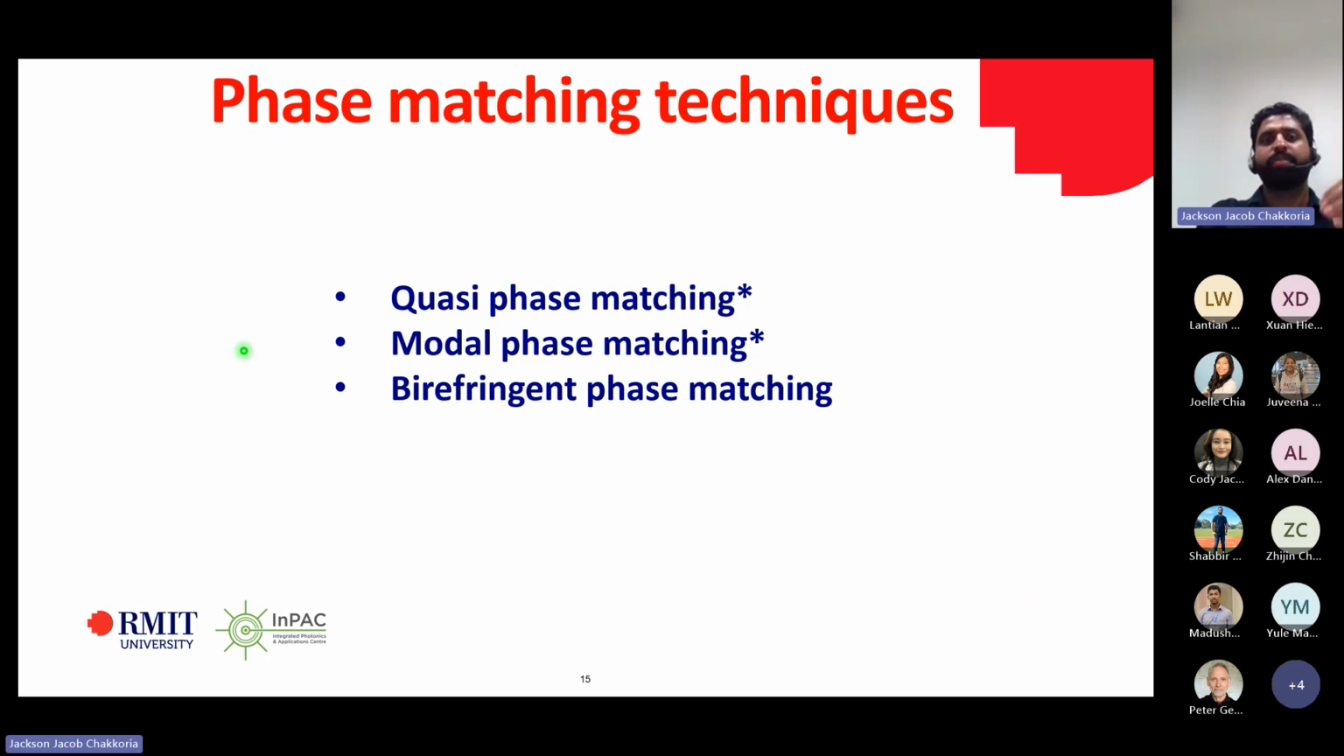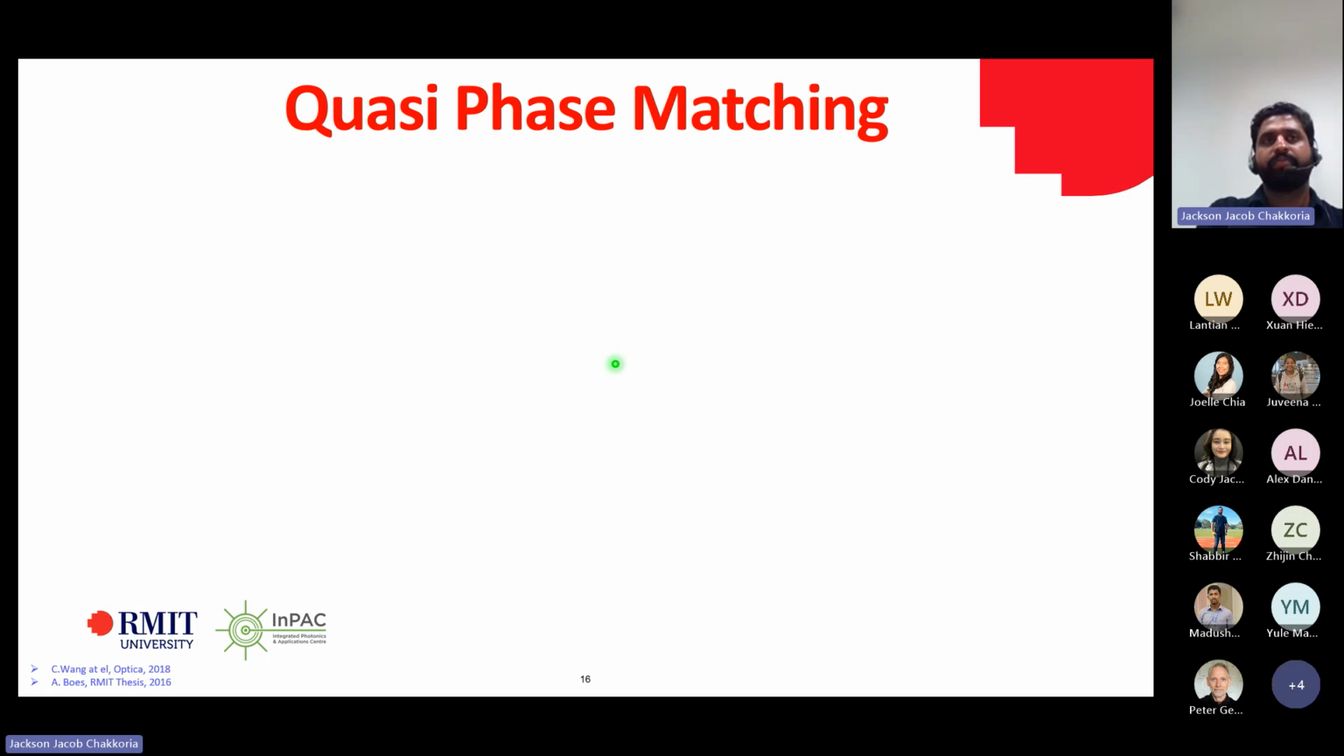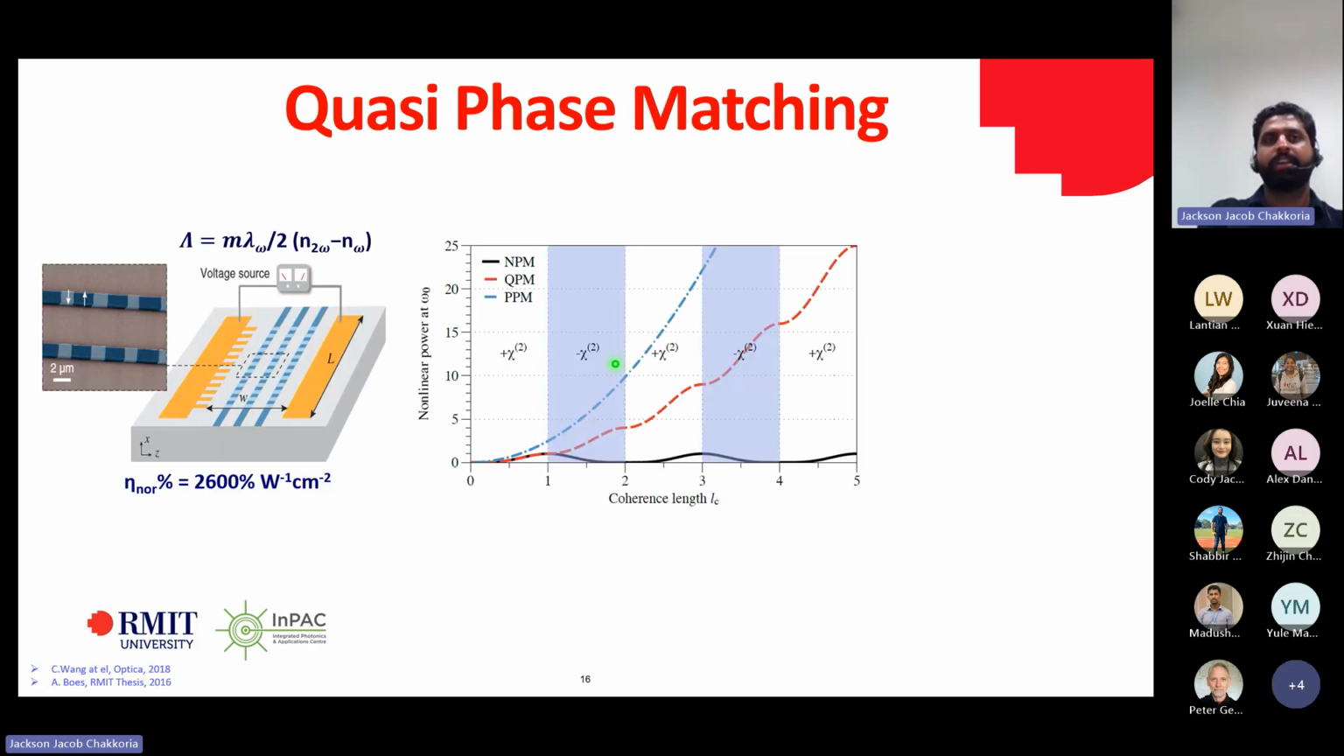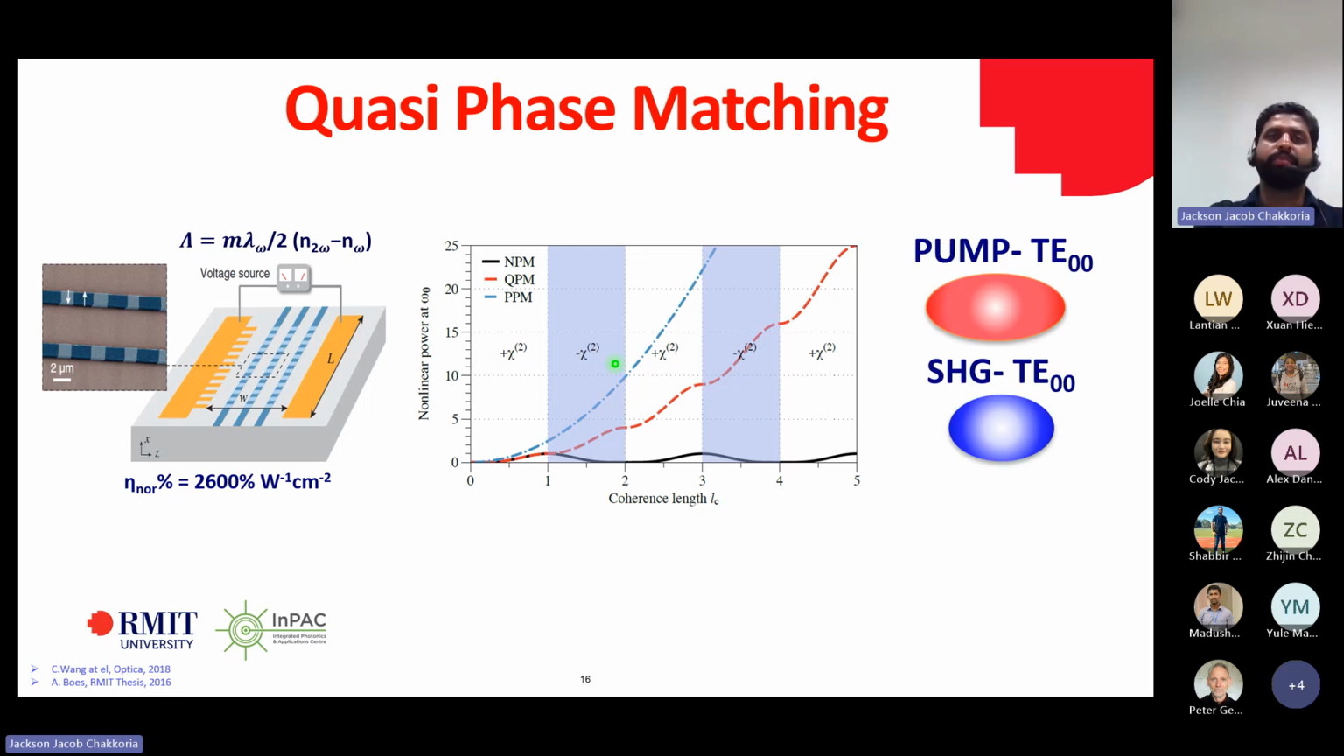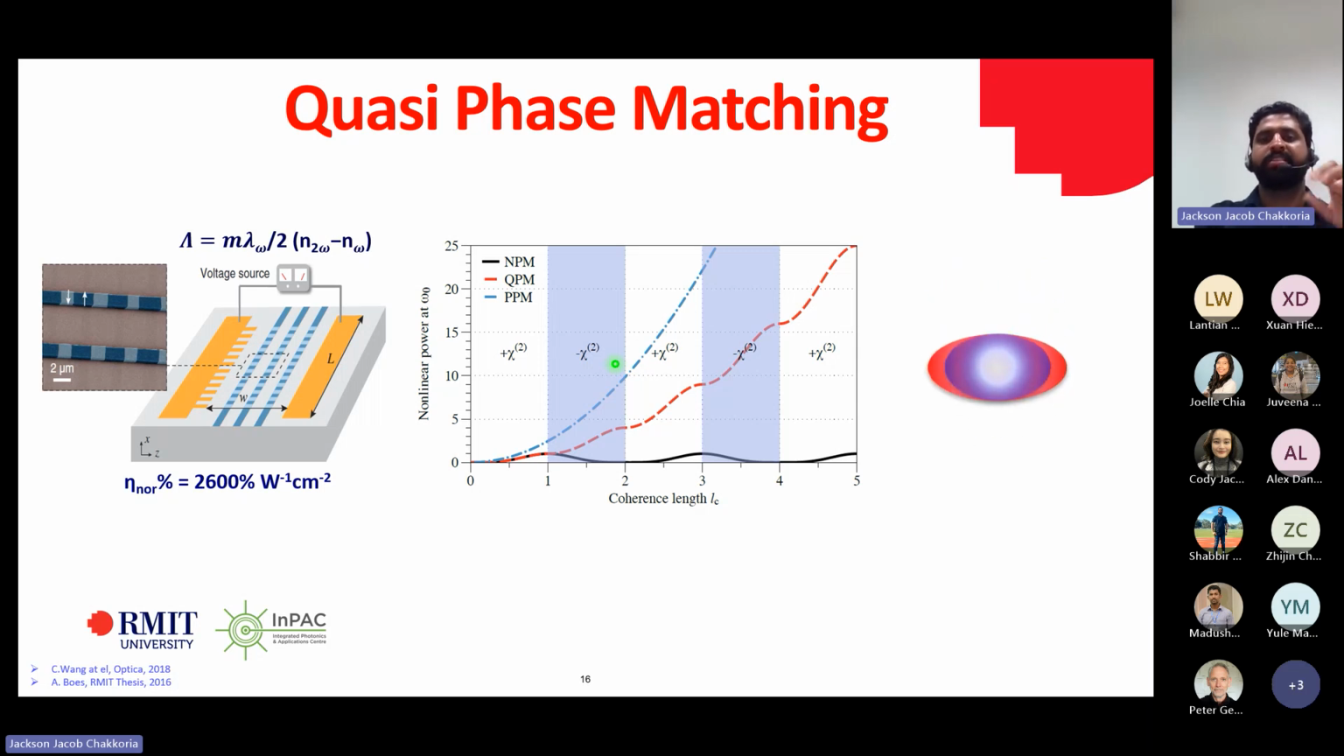When I spoke about phase matching, there are different ways of achieving it, but the predominant ways used in chip-scale technology are quasi phase matching and modal phase matching, which we use in our lab. Quasi phase matching is a technology where we invert the domains of a material and make both the red and blue light travel at the same speed. This is one of the most used technologies, and it is a very efficient way of doing it. The modal overlap in this method is also really good.